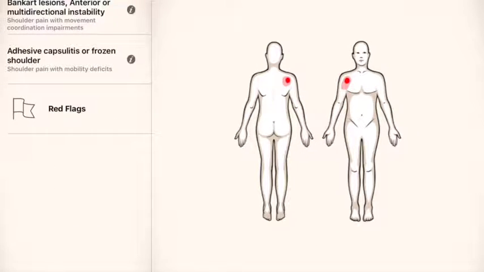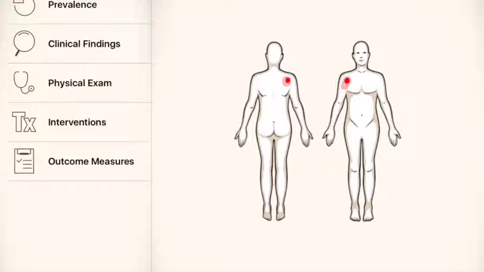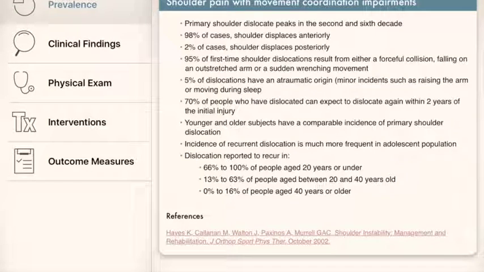And the instability, shoulder pain with movement coordination impairments, that can include, of course, labral tears, SLAP lesions, Bankart lesions, anterior or multi-directional instability. And the reason why these are grouped together is because generally your management is going to be similar. Unless it's post-op, then you might have different contraindications or precautions to worry about. And you can see in the information button here that there's just a brief description of what this instability might involve. So if we go into the actual pattern, you can look at the prevalence of these types of conditions.